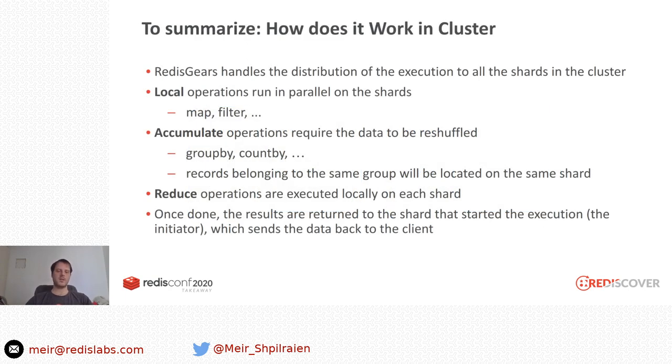More generally, what RedisGears does is try to do as much as possible on the local shard. All the operations that can be done locally, like map and filter, are executed locally on each shard. Then if we see that there is an operation that needs reshuffling, such as group by, count, and stuff like this, we reshuffle the data, and the reducer once again is executed locally on each shard. When the execution finishes, the shard that started the execution, which we call the initiator, collects all the results from all the shards, and returns the results to the user, to the client.